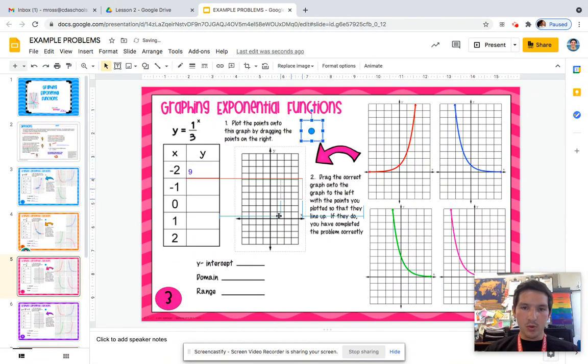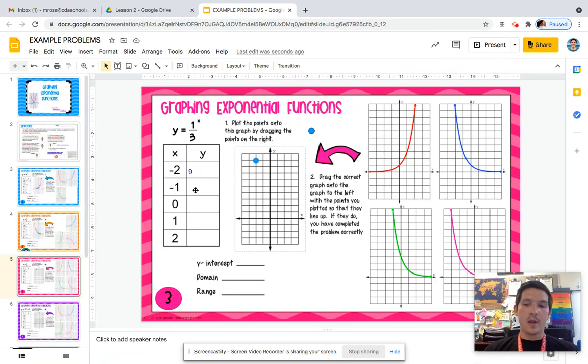So I can grab this point, drag it over 2, 1, 2, up 9, 1, 2, 3, 4, 5, 6, 7, 8, 9. Sorry, not up 3, up 9. And there we are. We got our point. Let's double check. Over 2, up 9. 1, 2, 3, 4, 5, 6, 7, 8, 9. All right. Problem number done.